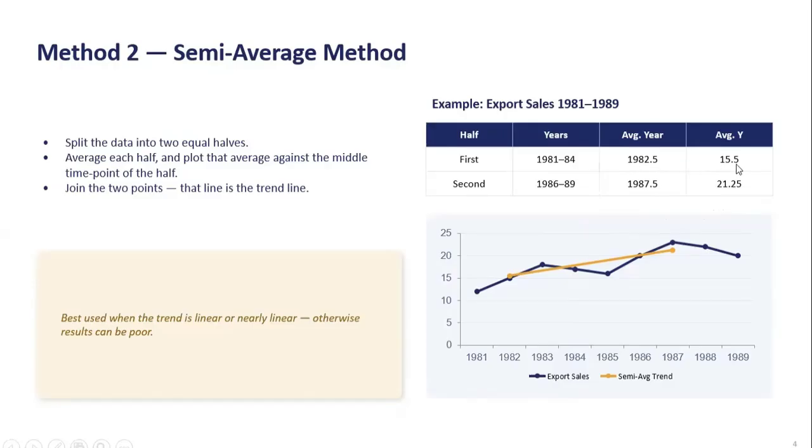Next we plot the 2 points: 1982.5, 15.5 and 1987.5, 21.25. Just see, first point is this, second point is this. Finally, we join these 2 points with a straight line. This line represents the trend according to the semi-average method.